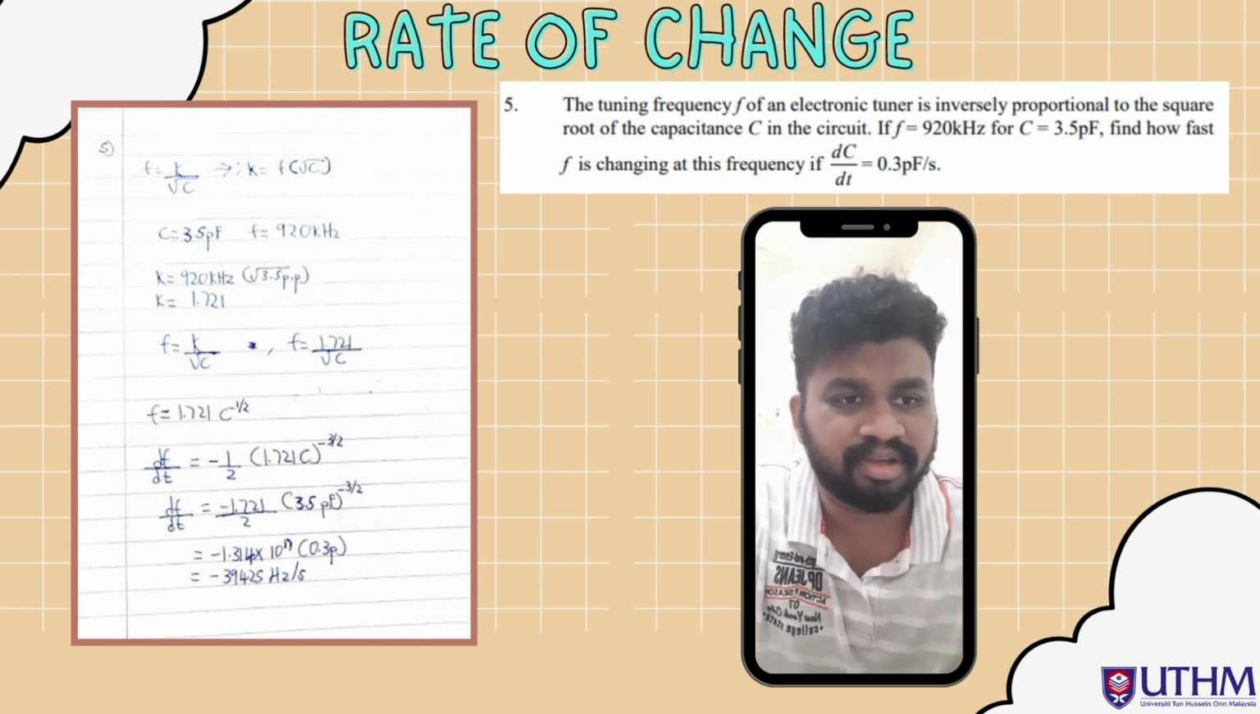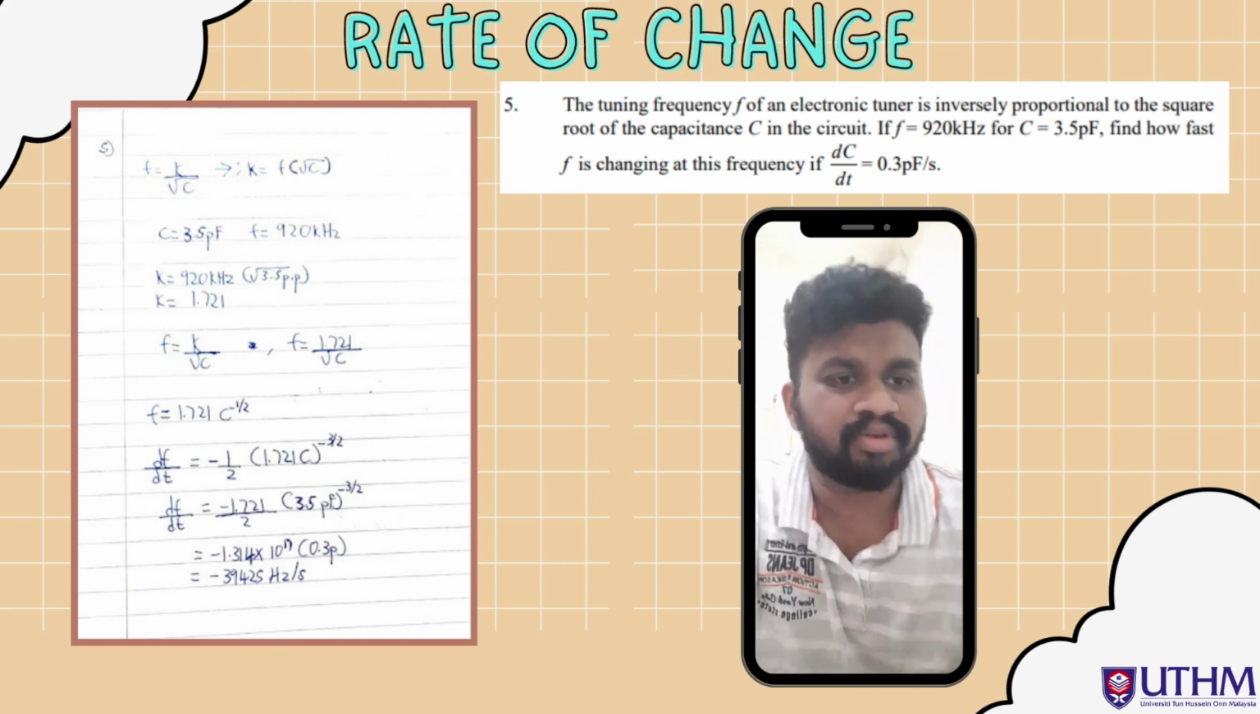The next step is f equals k over square root of C. So 1.721 divided by the square root of C. So f is 1.721 C to the negative power of 1/2. So we already found the value of f.